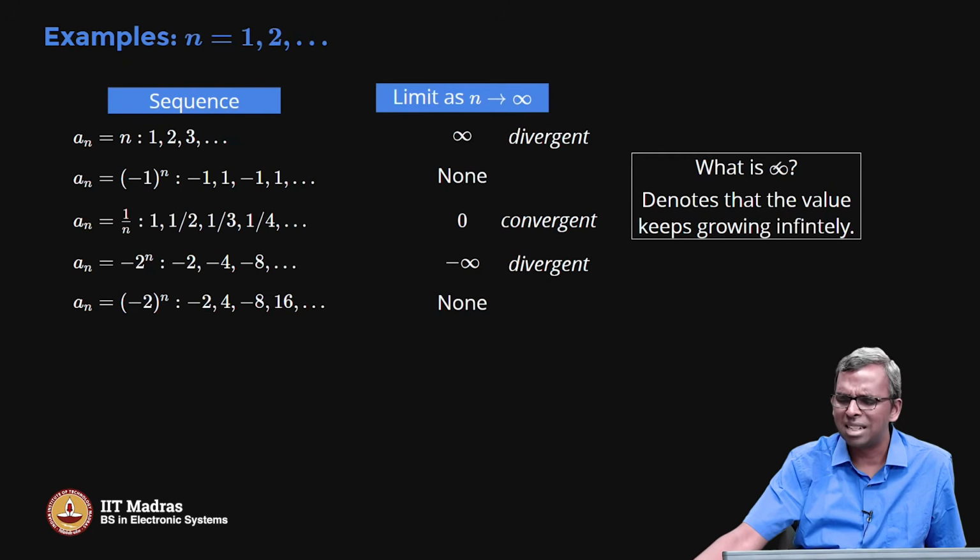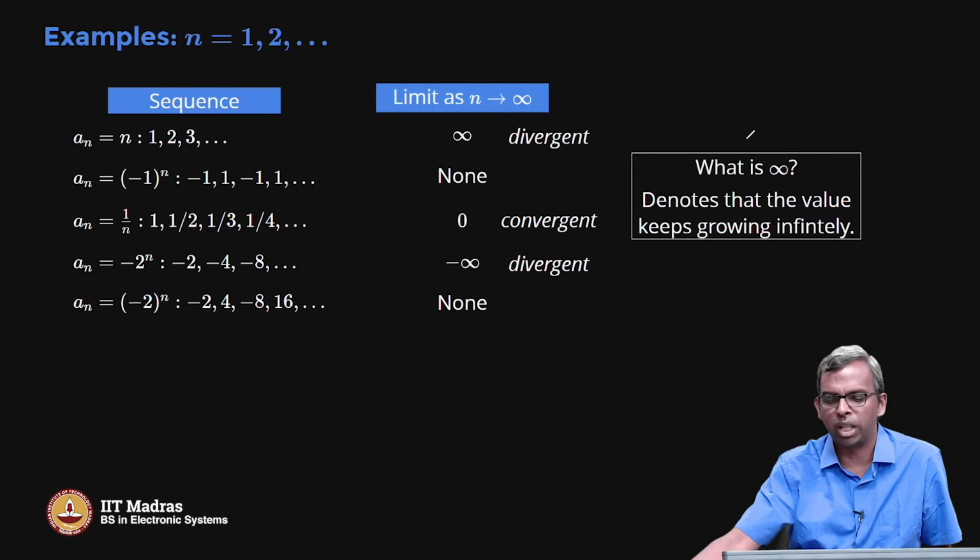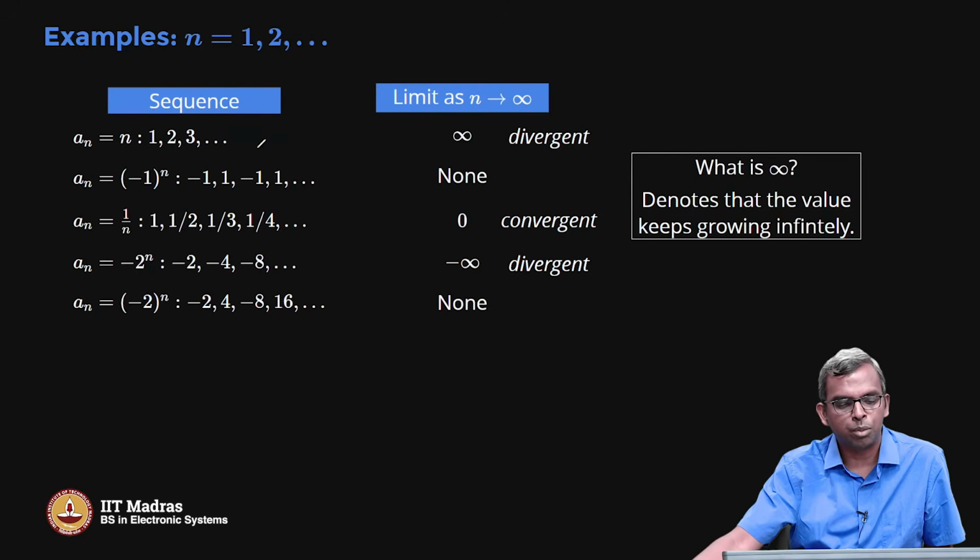Okay. So, what is this infinity? I don't want to define infinity in this course. You simply think of this as some value that is very, very large and positive, right? So, it keeps on growing. So, we'll call that infinite. So, this sequence clearly 1, 2, 3 keeps on growing. There is no way in which you can put a limit and say that. So, this will just go off up to infinity. Okay. So, that's the first example here.